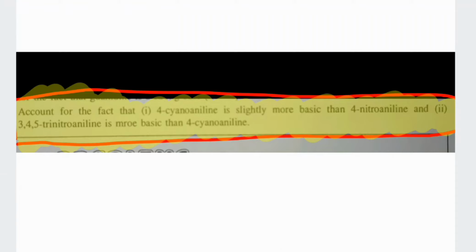This is a question which I had posted earlier on this page. Account for the fact that 4-cyanoaniline is slightly more basic than 4-nitroaniline and 3,4,5-trinitroaniline is more basic than 4-cyanoaniline. Let us look at the molecular structure of these two compounds, 4-cyanoaniline and 4-nitroaniline.